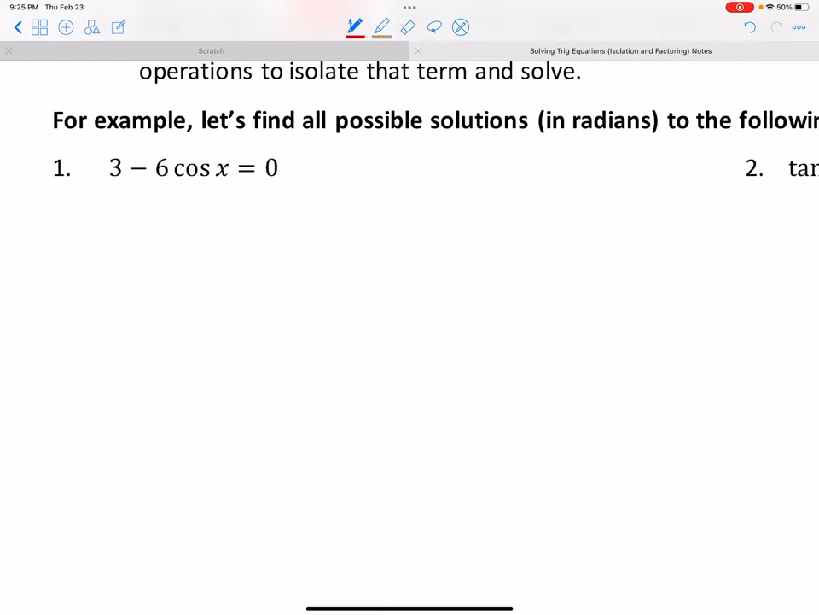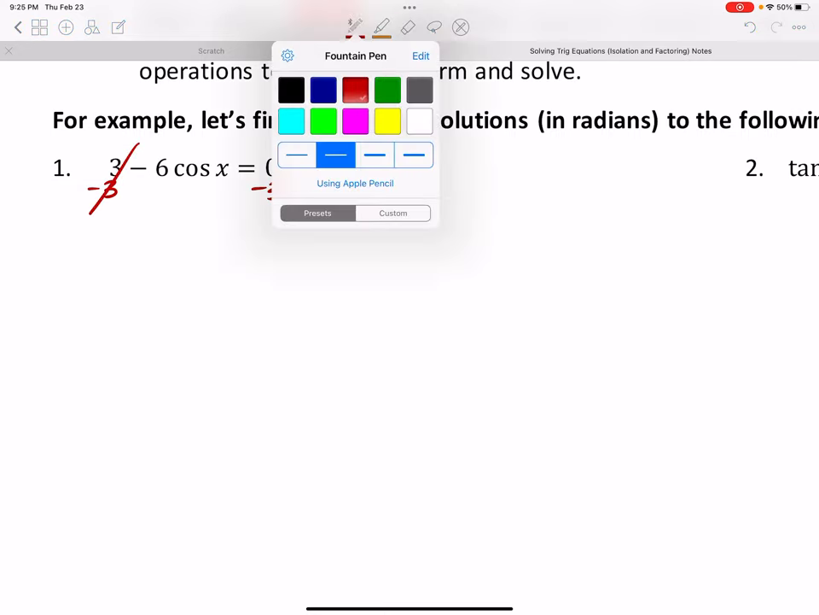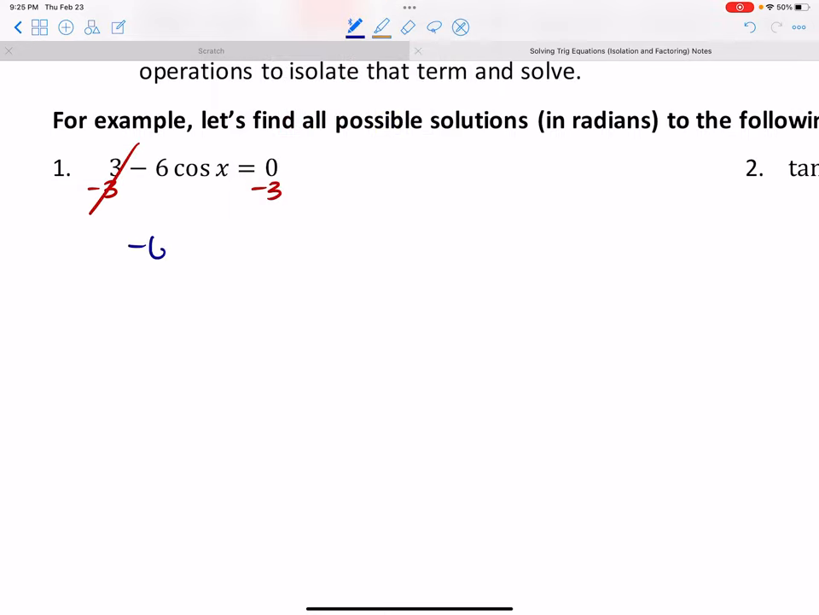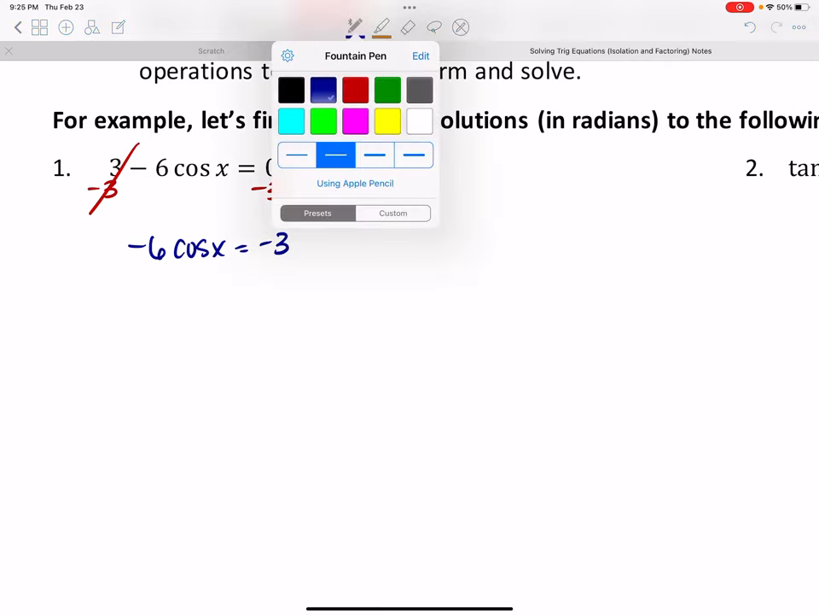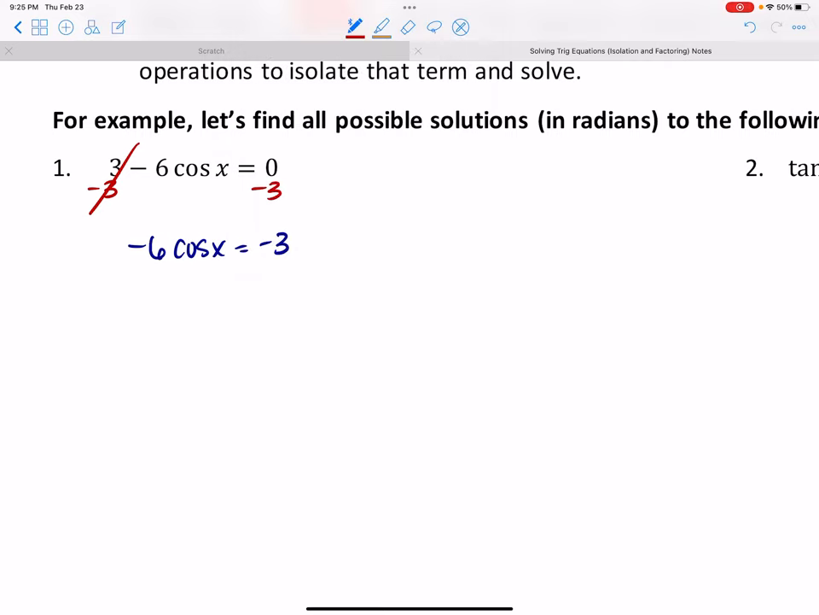function. So if I want to get this cosine of x all by itself, I'm going to start by getting rid of the positive 3 out here by subtracting it over. So when I subtract, I'm left with negative 6 times the cosine of x equal to negative 3. And then I'm going to get rid of the negative 6 by dividing both sides by negative 6. So that gives me the 1 in front of my cosine. So the cosine of x has to equal a positive 1/2. Now at this point, it should feel pretty familiar.